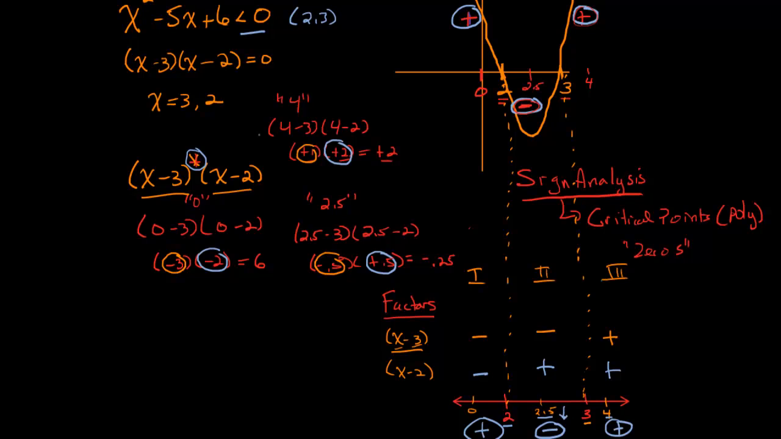So the sign analysis is a very strong technique. The first step is to identify the zeros, arrange them in ascending order on a number line, and then follow up with your factors and perform the sign analysis. In the next video, we're going to show another example of how to perform a sign analysis and not look at it graphically.